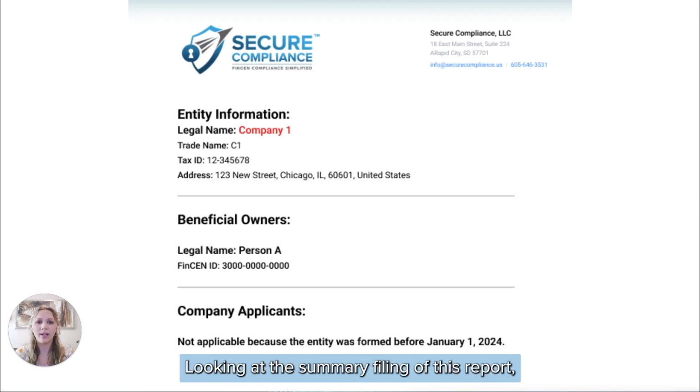Looking at this summary filing of this report, here is what would be on the report. It is straightforward and resembles the report for a single-member LLC that was in existence prior to the January 1st, 2024 effective date of the CTA.